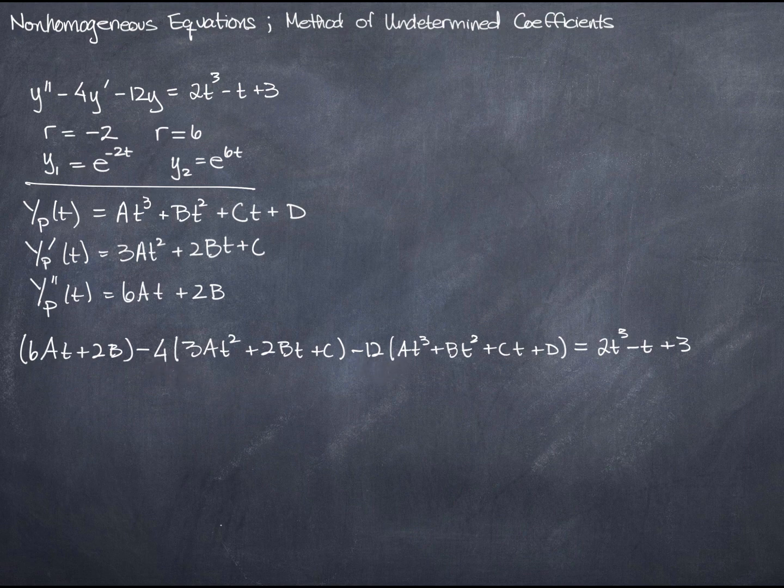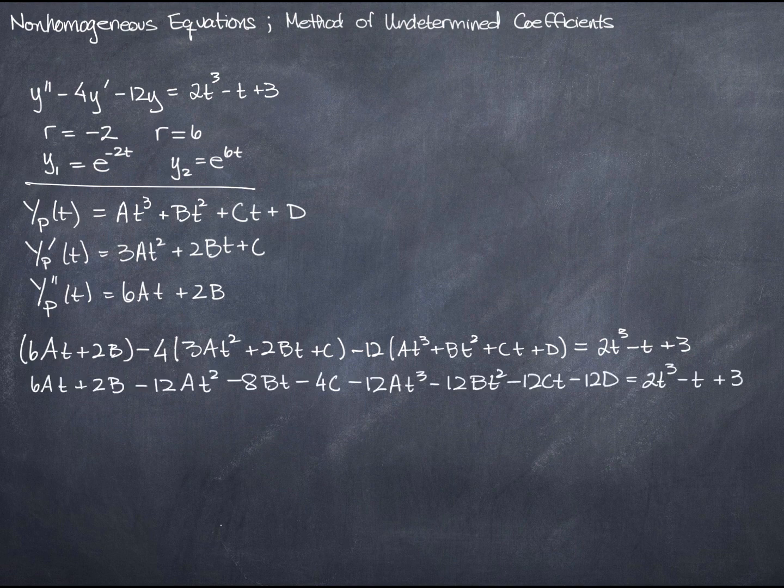I'll go away and do my distribution and stuff like that off screen. I'll do it in a couple steps. I'll do the distribution first and then I'll come back. Okay, so this just came out of the parentheses, but then I distributed my -4 to get these values, and my -12, those were all 1, so that was easy. And that still has to equal 2t cubed minus t plus 3.